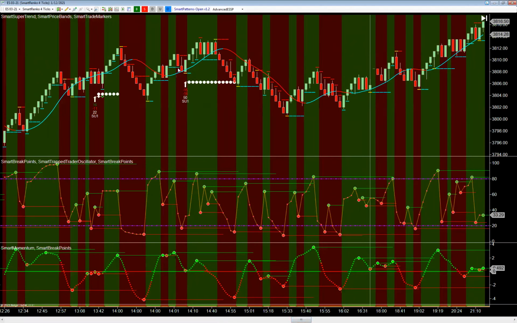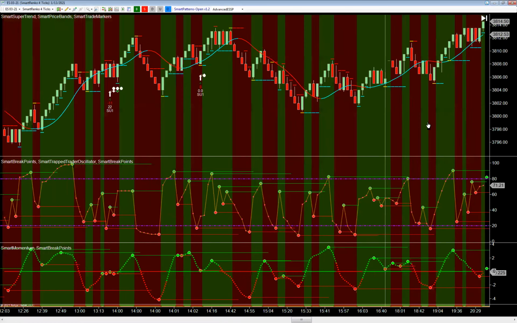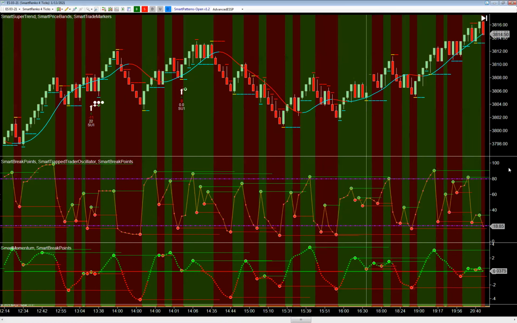Cyan, blue, boom, cyan, blue, undervalued. Undervalued here. Oop, got it on the wrong one. Here we go. Undervalued here, but red Smart Price Band. Okay, so we only had 2 or 3 signals that day with this, had a lot of other signals with other stuff.